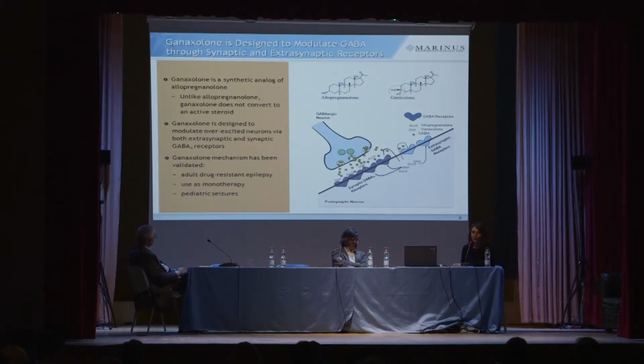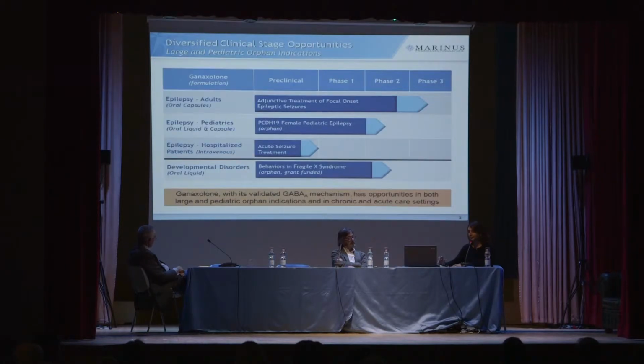After many formulations, currently we do have an orally available drug, and we have been developing it for adult partial onset seizures as well as some pediatric epilepsies. And because of the excitement about the potential link between PCDH19 and neurosteroids, that's how we ended up starting the study using Ganaxolone in PCDH19. This is where we are.